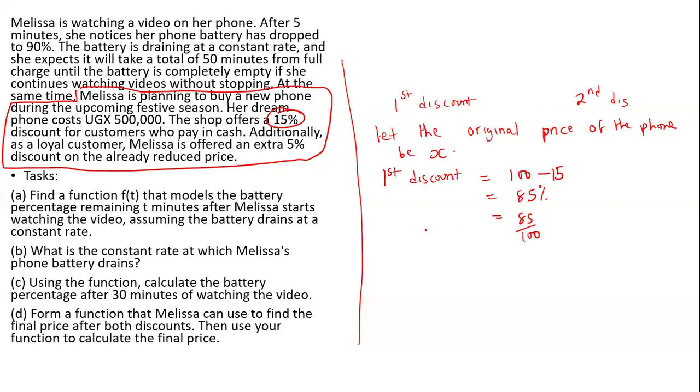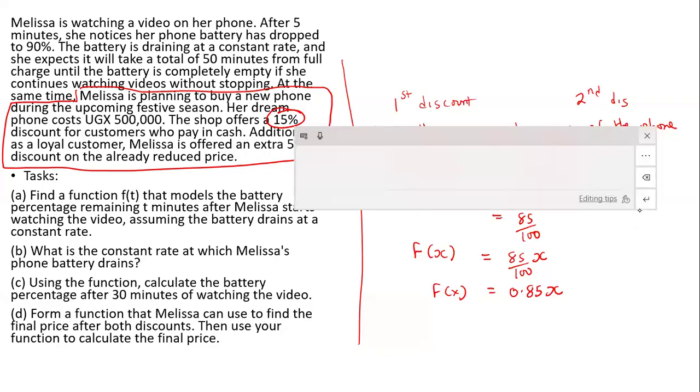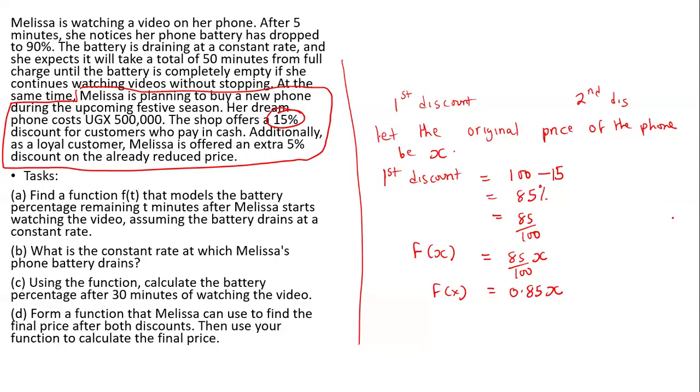So now I'm going to write my function, in the form of f. I will say f of x will be 85 out of 100 times the original price. Now, this is the price that she was supposed to pay for the first discount, which we can write as 0.85x. This is the first discount. Kindly let me know whether that is clear to everyone. The first function we have formed.